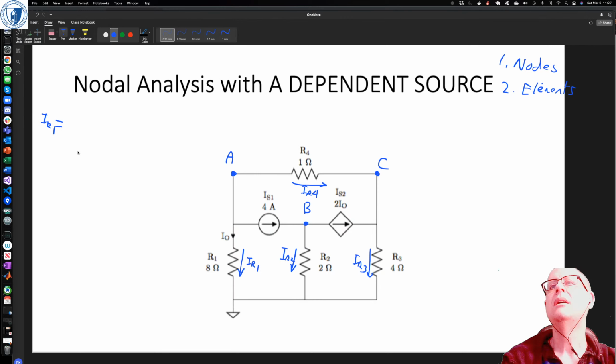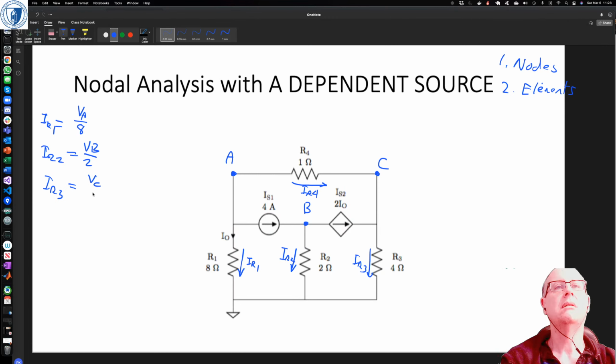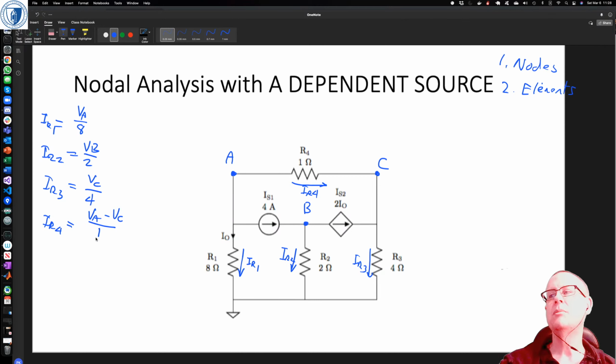IR1 is equal to VA on 8. IR2 is equal to VB on 2. IR3 is equal to VC on 4. And IR4 is equal to VA minus VC divided by 1, so it's just VA minus VC.